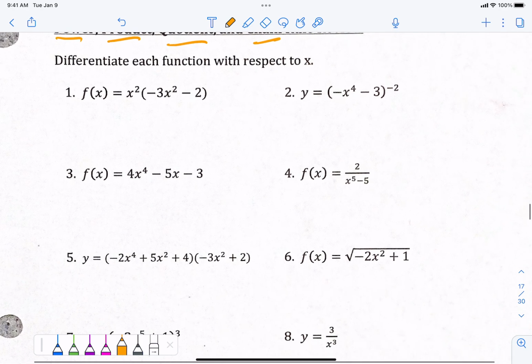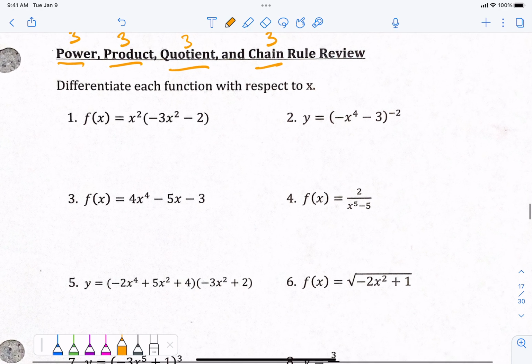Okay, show me one of the power rules. Tell me one power rule. Number 3 is a power rule. Sure. I'm thinking chain. Okay. All right. Show me a product rule. Number 1 is a product rule. Okay. Number 1 is a product, right? This is this and this is this. So here's your F and here's your G for product rule.